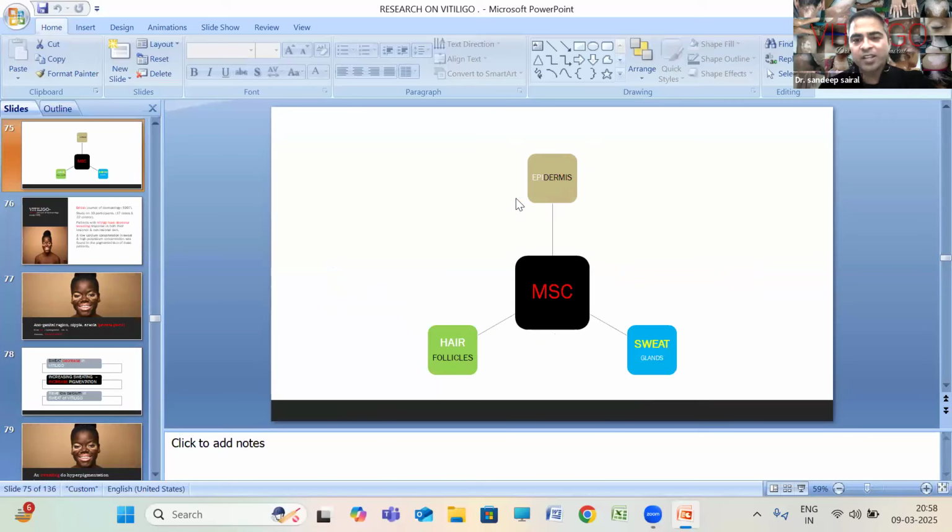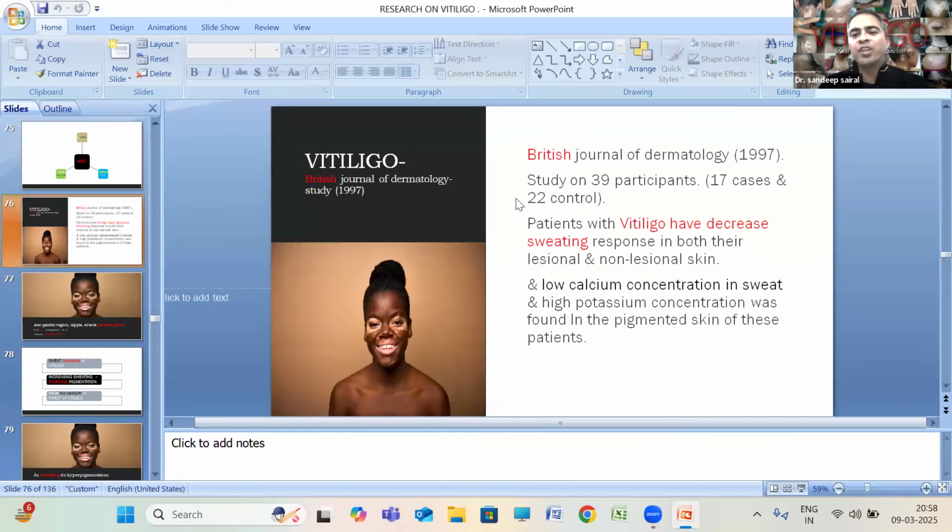Now we will discuss the sweat gland. That is a practical part. I hope you will find it interesting again. See, in the British Journal of Dermatology, 1997, a study was conducted on 39 participants. Out of 39, 17 were vitiligo patients and 22 were in the control group.